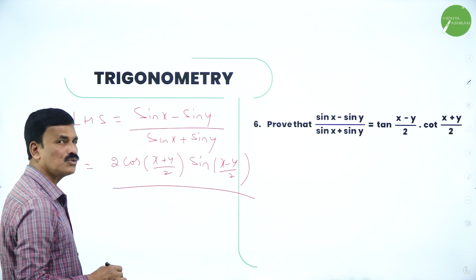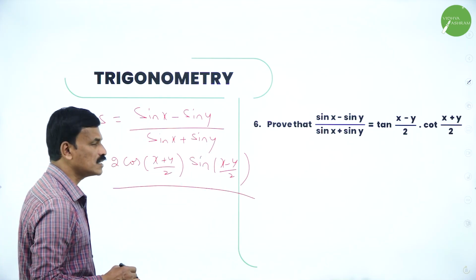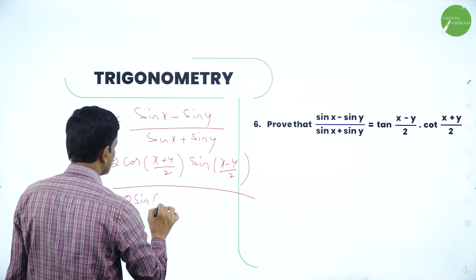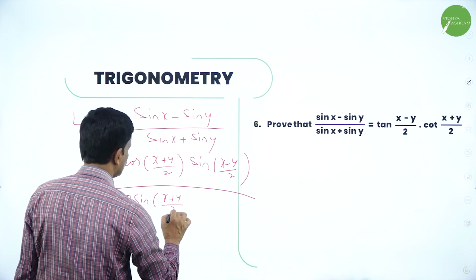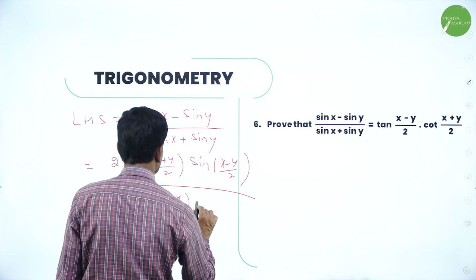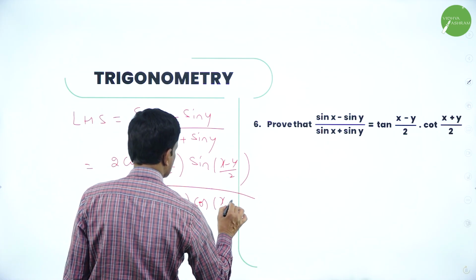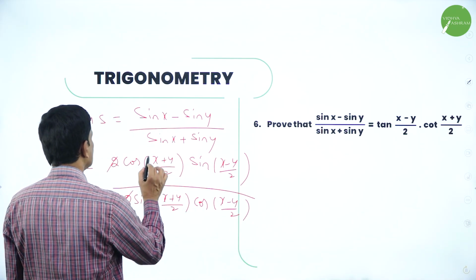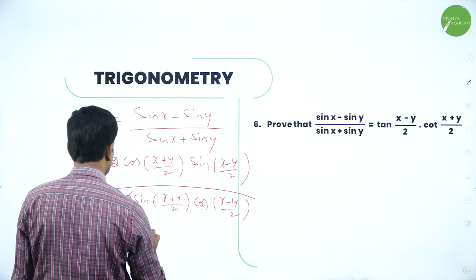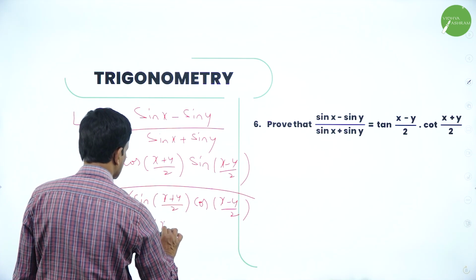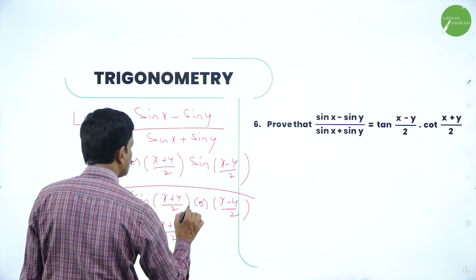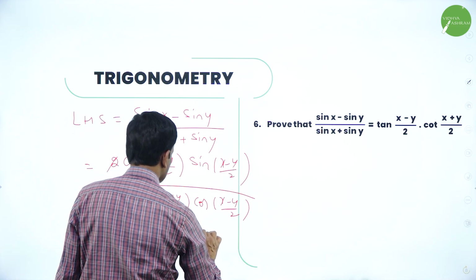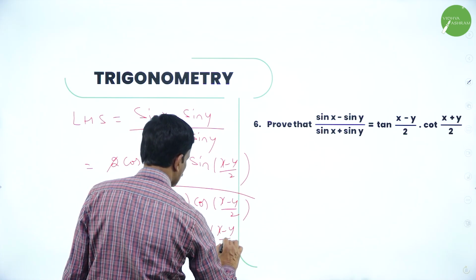Sin c minus sin d is 2 cos c plus d by 2 into sin c minus d by 2. Sin c plus sin d is equal to 2 sin c plus d by 2, that is x plus y by 2, into cos c minus d by 2. Now 2 gets cancelled. If you observe carefully, cos x plus y by 2 by sin x plus y by 2 is cot of x plus y by 2, into sin x minus y by 2 divided by cos x minus y by 2 is tan of x minus y by 2.